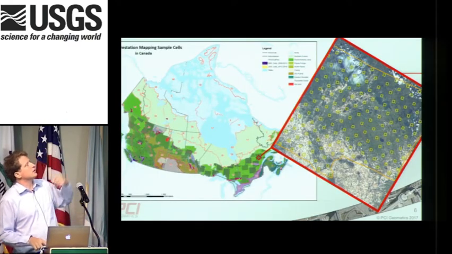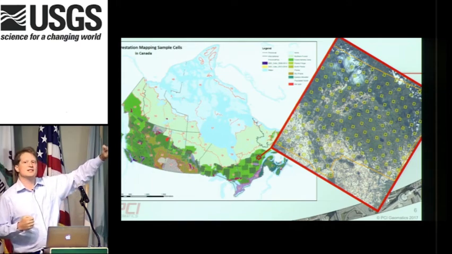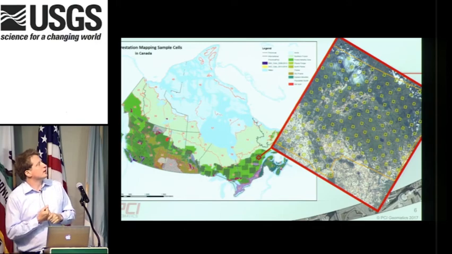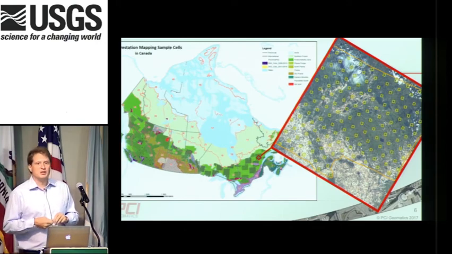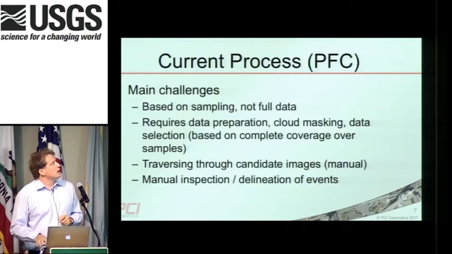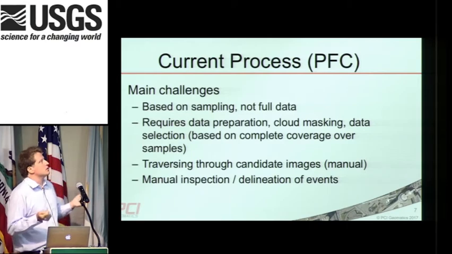To give you a little bit of an idea of the scale of it, this little red box is a Landsat 7 image. It gives you a sense of the scale of what's going on there. So quite a lot of little boxes you need to check. That's a process that works, but obviously has problems.